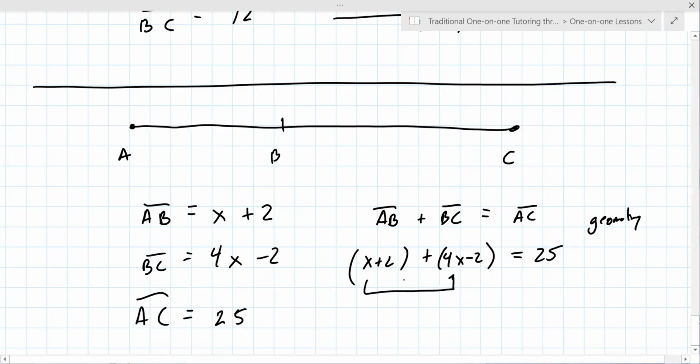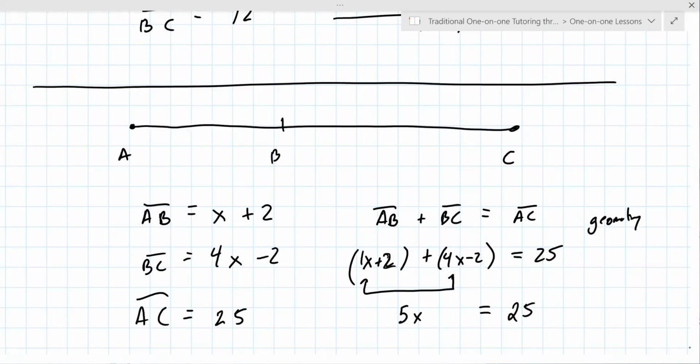So now you can combine like terms. X plus 4X is 5X, right? 2 plus -2. What is 2 plus -2? What does that become? I would guess 0.